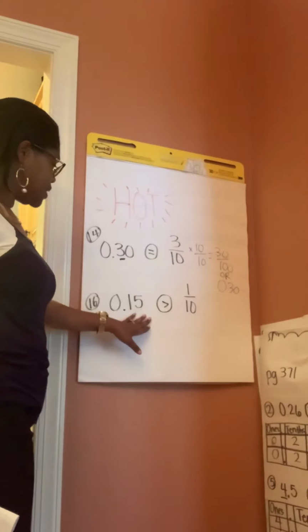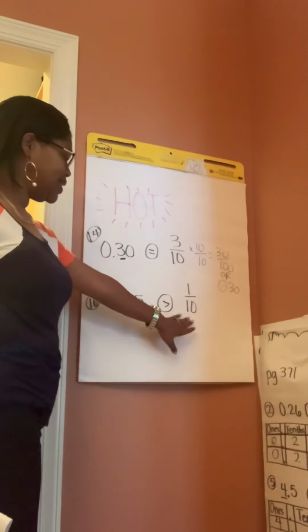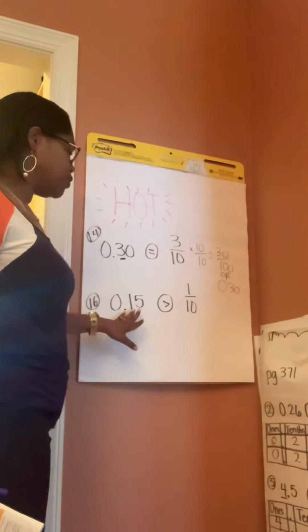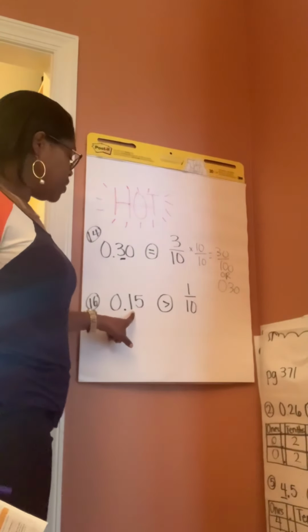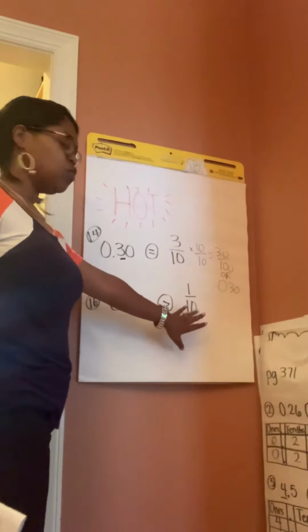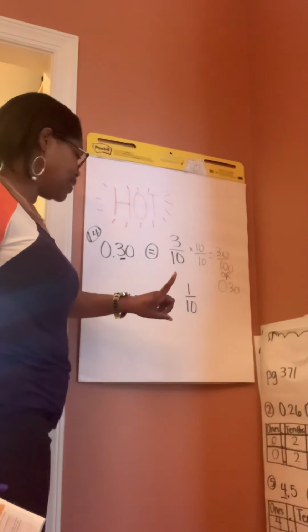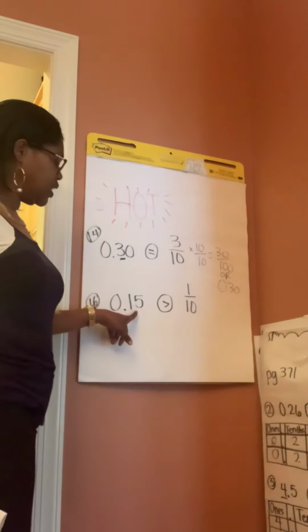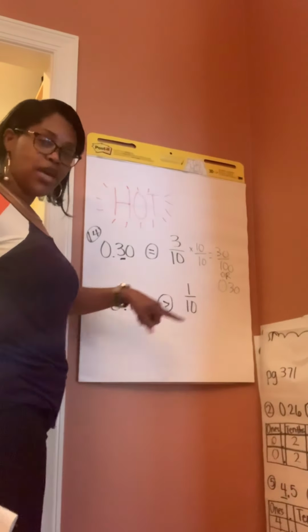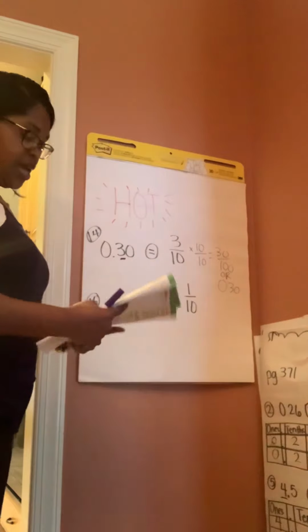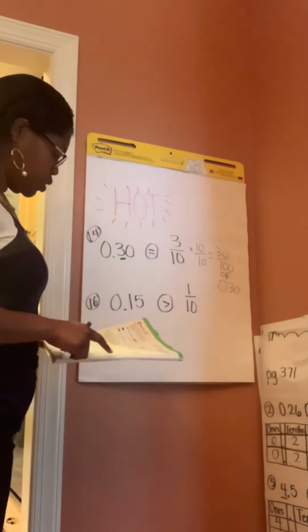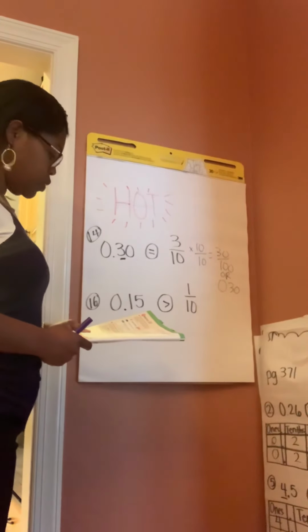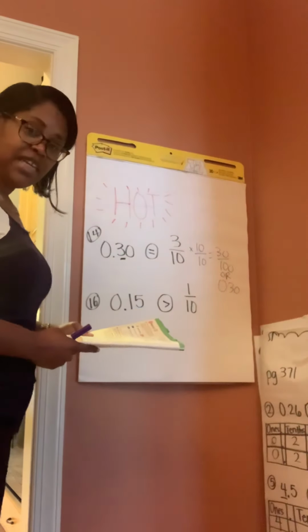15 hundredths compared to 1/10. 15 hundredths is greater because if we're thinking about money, again, this is 15 cents and this is 1 dime, 1/10. Okay, so on number 16, 15 hundredths is greater than 1/10. And on the bottom of that page, you will do number 17 on your own. You will also do number 15 on your own.